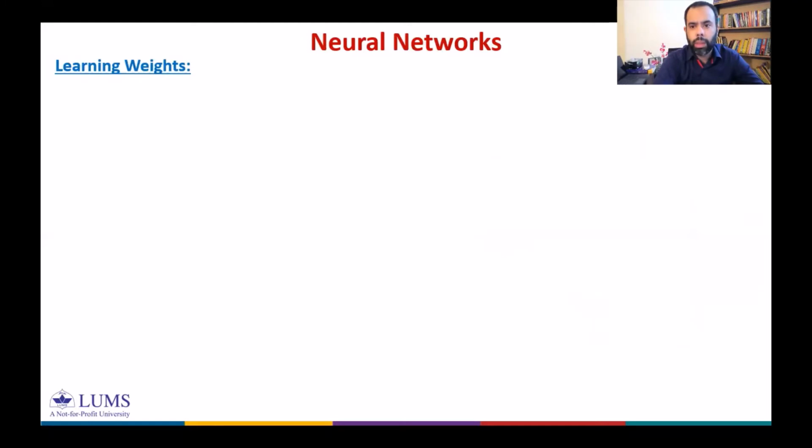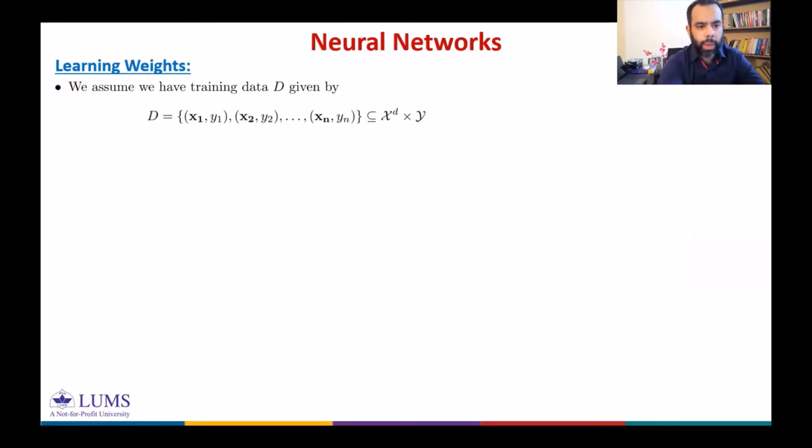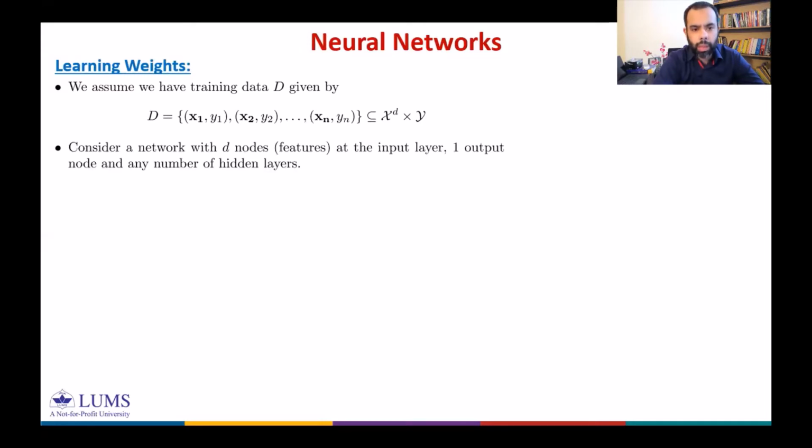Okay, moving forward, we assume that we have training data D. So we have a supervised learning problem. We have a label associated with each of the inputs. And we have inputs, the features, in the d-dimensional space, and the output we are assuming is a scalar, but nevertheless it can be a vector. But for the sake of convenience, we can assume that it is a scalar. And we have n data points. We consider a network with d nodes, features at the input layer, one output node, and any number of hidden layers.